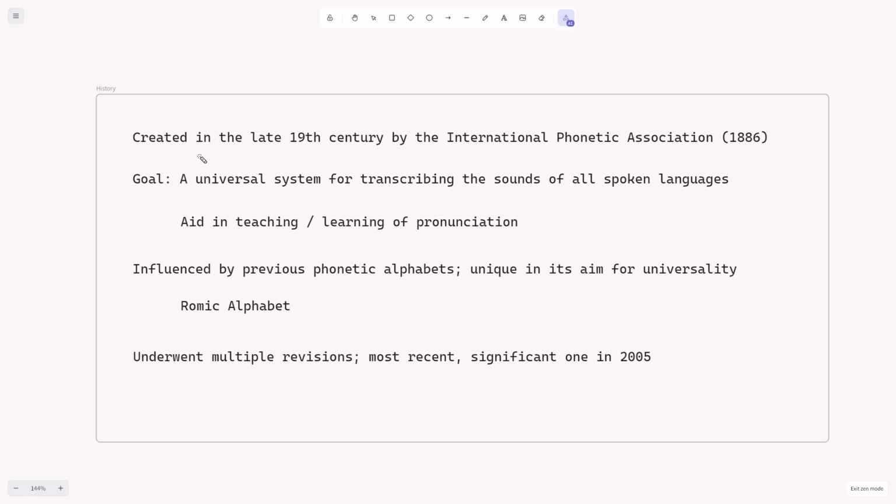Talking about the general history of the IPA, it was created in the late 19th century by the International Phonetic Association, also IPA for short, which was established in 1886, but only later renamed into the International Phonetic Association. Their goal was to create a universal system for transcribing the sounds of all spoken languages. This was just to aid in teaching and learning of pronunciation of words in certain languages. It was of course influenced by previous phonetic alphabets, but was unique in its aim for universality. And one of the predecessors of the IPA was the Romic Alphabet.